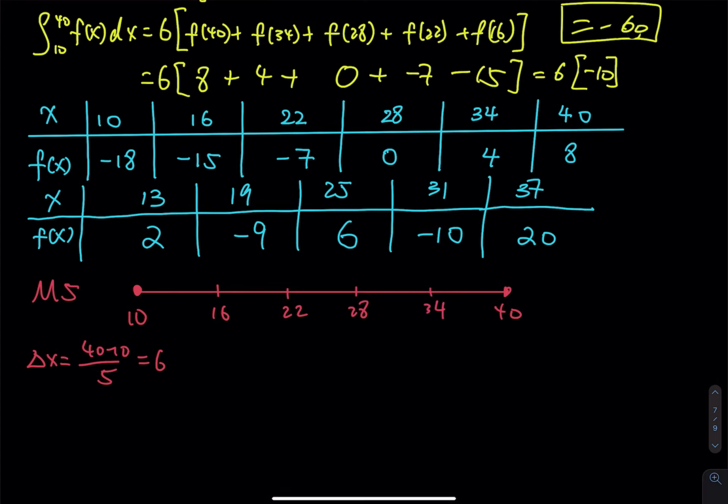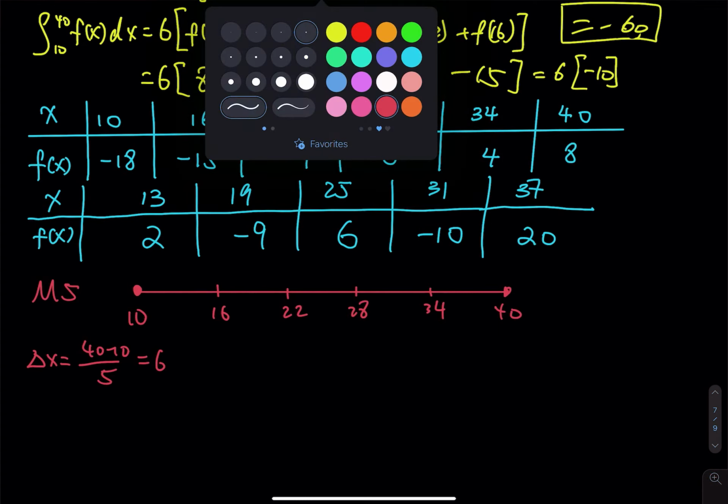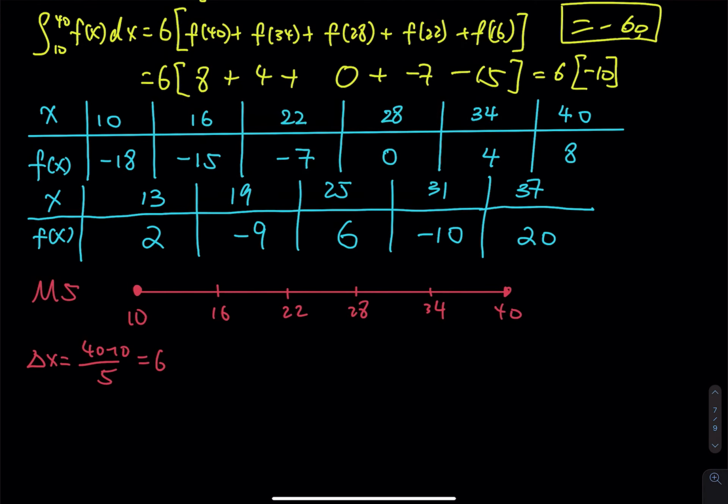So since we are using midpoint rule, we are interested in finding the midpoint between 10 and 16, 16 and 22, 22 and 28, 28 and 34, 34 and 40. To find the midpoint, you do 10 plus 16 divided by 2. That is equal to 13. So this is a 13. And then this is a 19, 25. 25 plus 6 is 31. 31 plus 6 is 37.